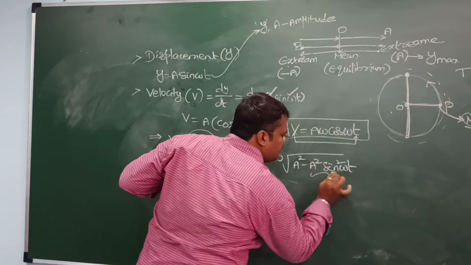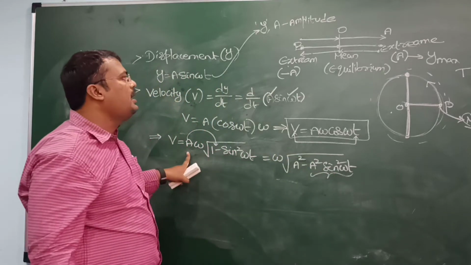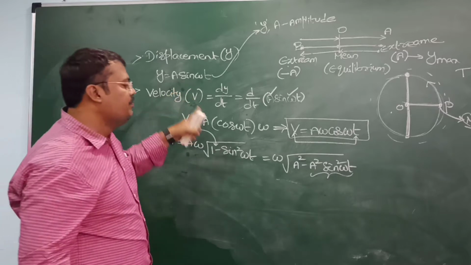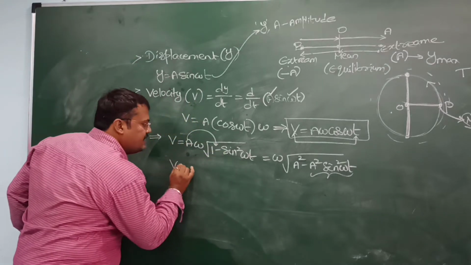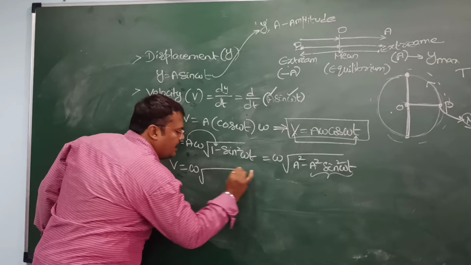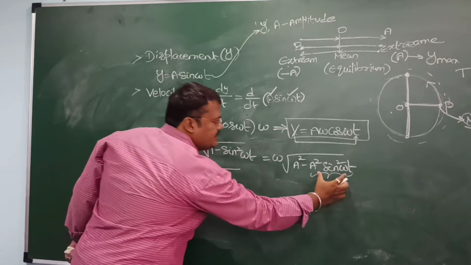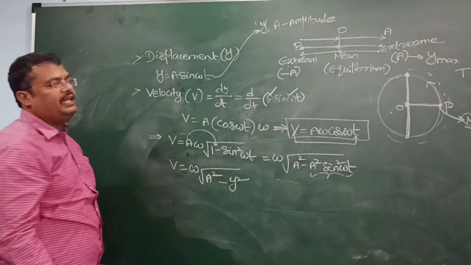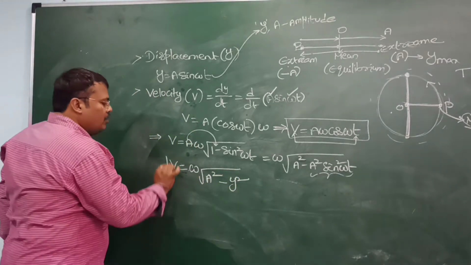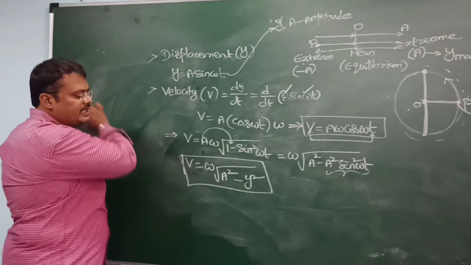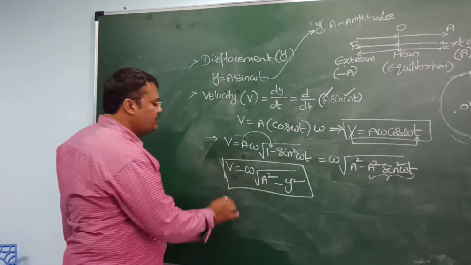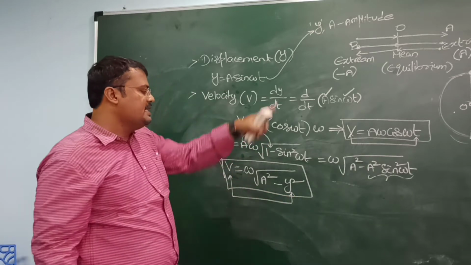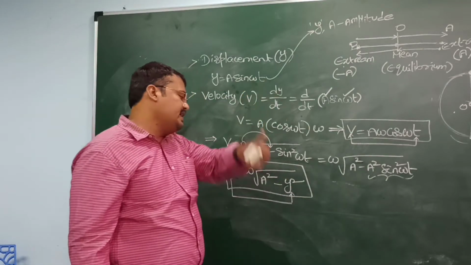So observe, what is A square sin square omega t? A sin omega t is the displacement of a particle in simple harmonic motion. Substitute y, then you will get y square. So v is equal to omega square root of A square minus y square. This gives the relation between the velocity of a particle in SHM and the displacement of a particle in SHM.